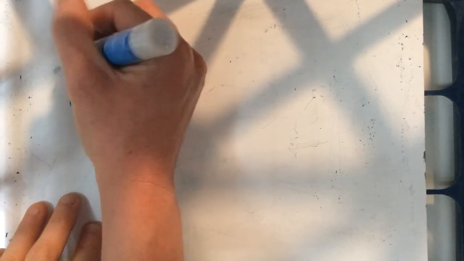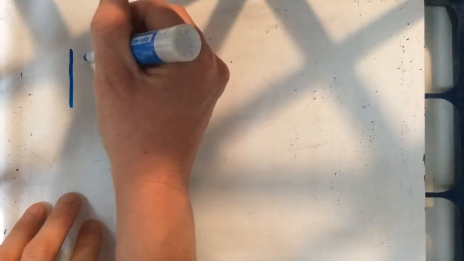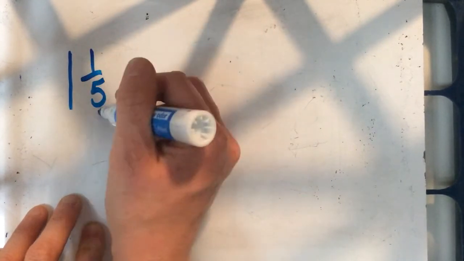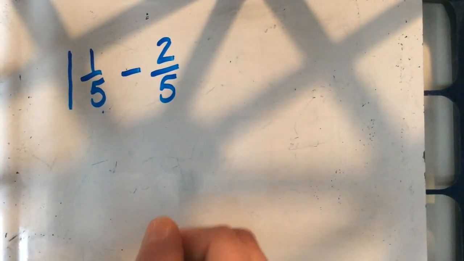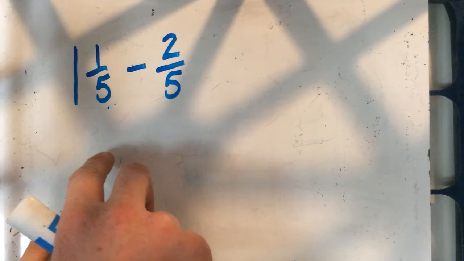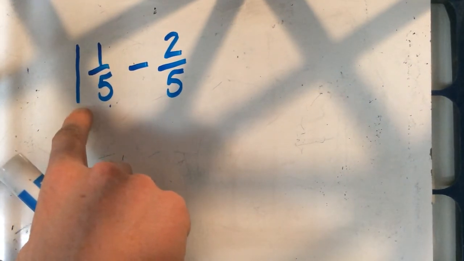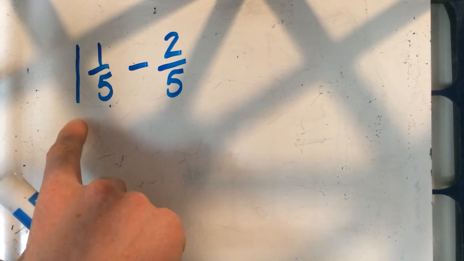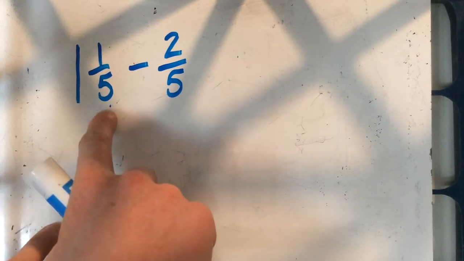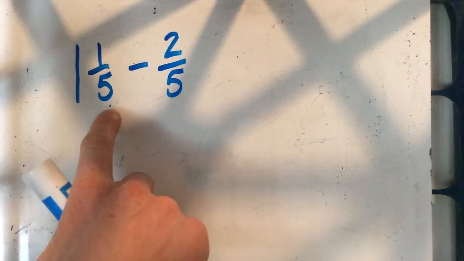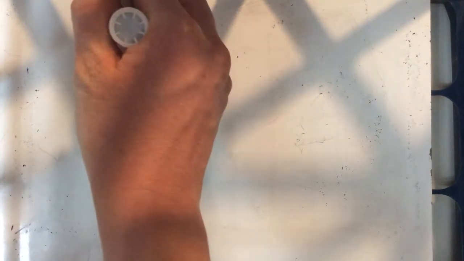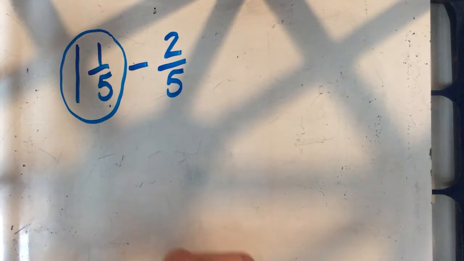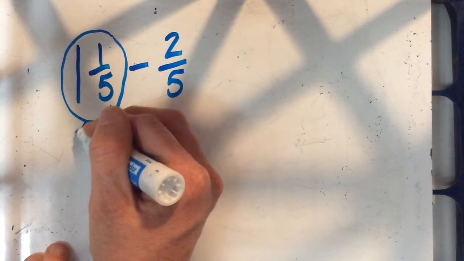Okay, so let's say we have 1 and 1/5, so that's greater than 1, minus 2/5. Since we have a mixed number, we still want to decompose this 1 so that we'll have common units to be able to subtract, because right now we see that we have fifths here, but we're not ready to subtract yet because this is our whole number here. So we're going to decompose this like this.